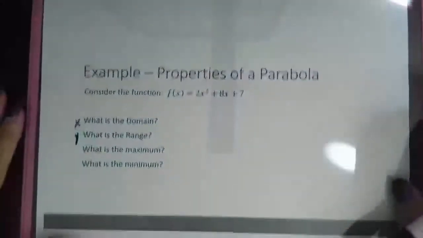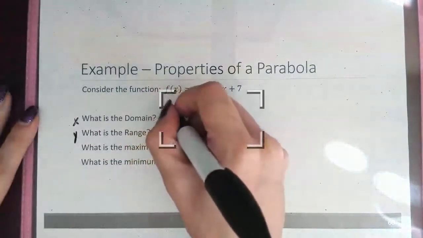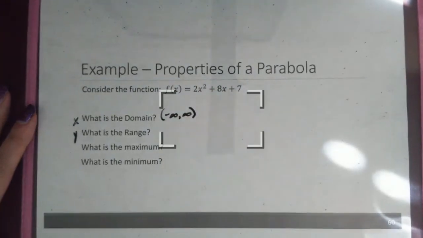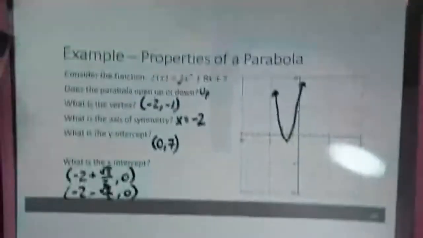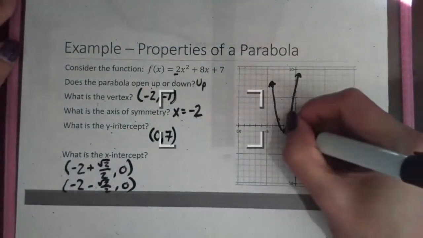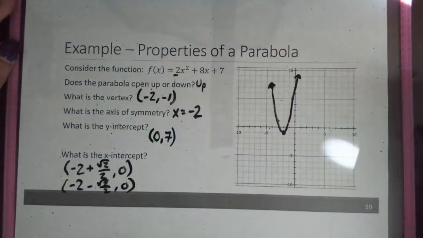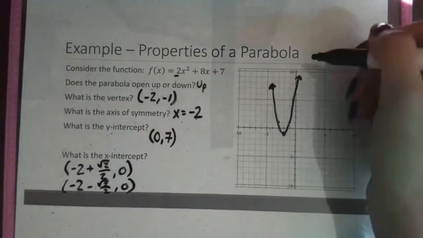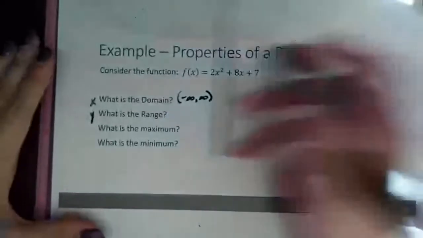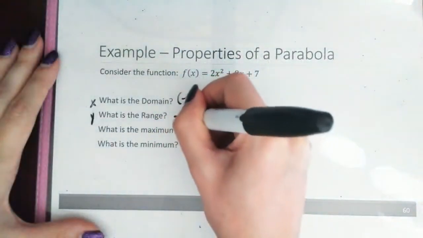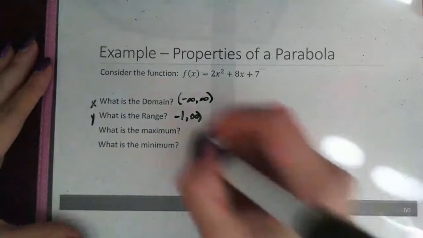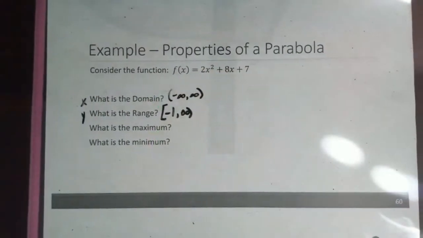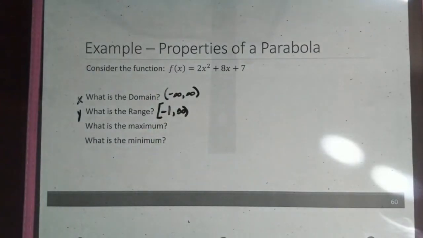So that means our domain is going to be all real numbers, which we write in interval notation as negative infinity to positive infinity. For our range, we're looking at the y values that we're going to touch. The lowest we ever go is our vertex, and that has a y value of negative 1. So we're going to go from negative 1 to positive infinity. We always use parentheses on the infinity, but our negative 1 is going to get a square bracket because we have a point that exists that has a y value of negative 1.